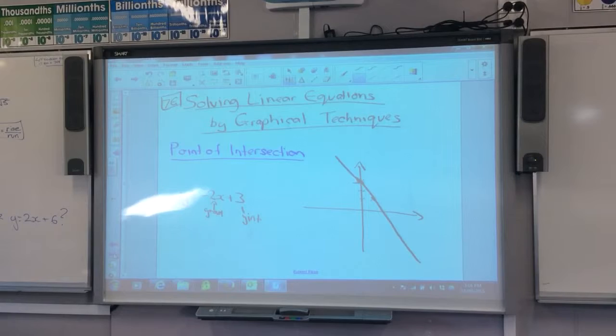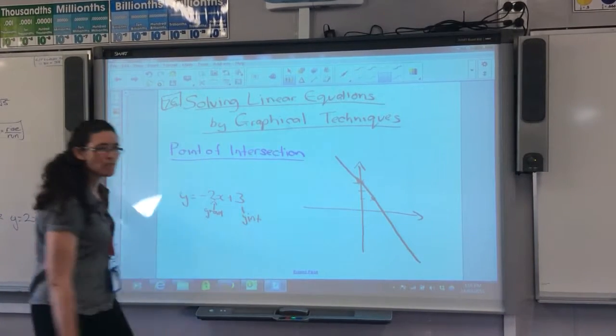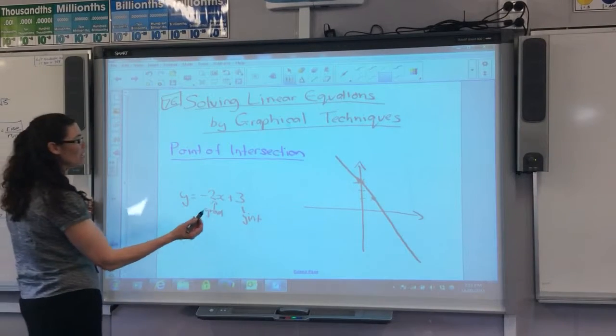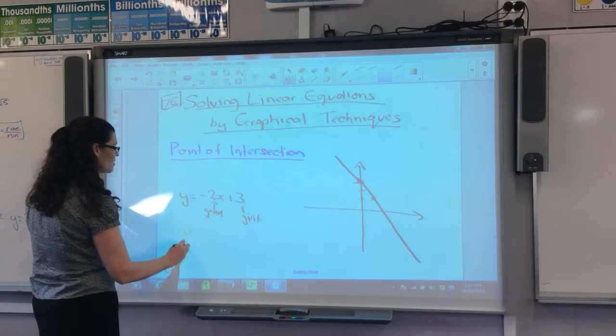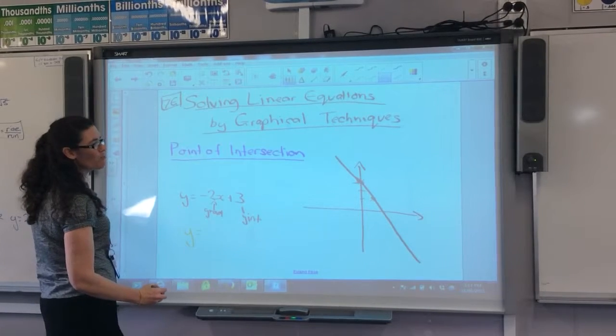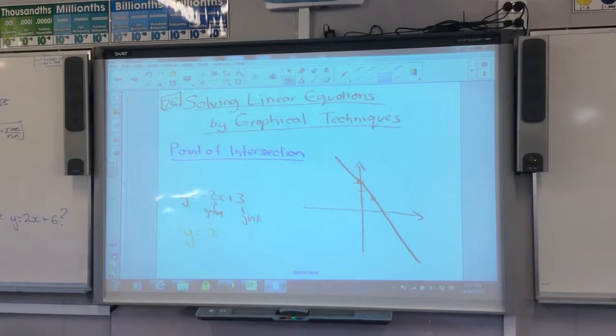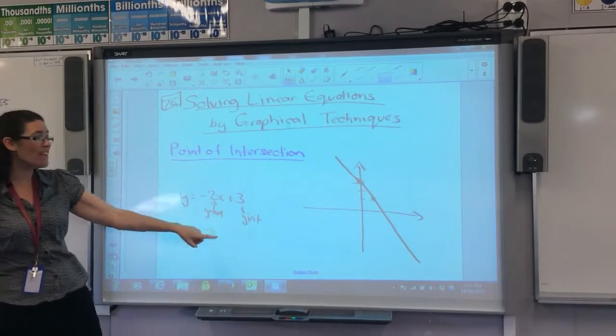Now I'm going to give you another equation. This equation, we're going to do it in a different colour. We might do it in green. This equation is, we're going to go super easy. Let's do y equals x. What's my y-intercept of this one? The x and y are the same. What are they? 0. So this graph has a y-intercept of 0.